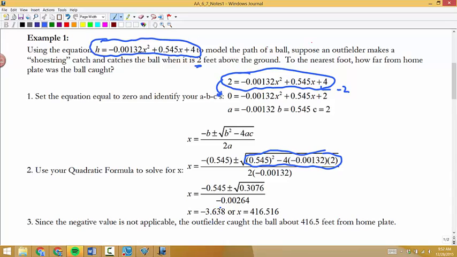One of those values is negative, and the other value is positive. Well, we know it cannot be the negative value, because if it were the negative value, that would be further behind where the ball was originally hit. So the only value that is possible is this 416.516. So what that means is that the actual answer to this would be that the outfielder caught the ball at 416.5 feet from home plate.